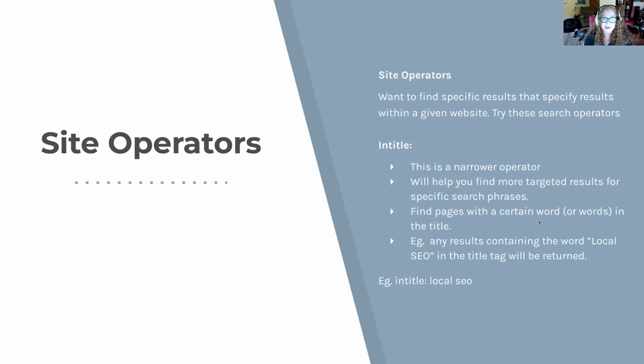So you could type in title, right? Literally, when you go to Google and you want to find a keyword that's in the title, you write in title, colon, and then whatever the keyword. So if you see the example here, in title: local SEO, every site that has local SEO in the title will show up.